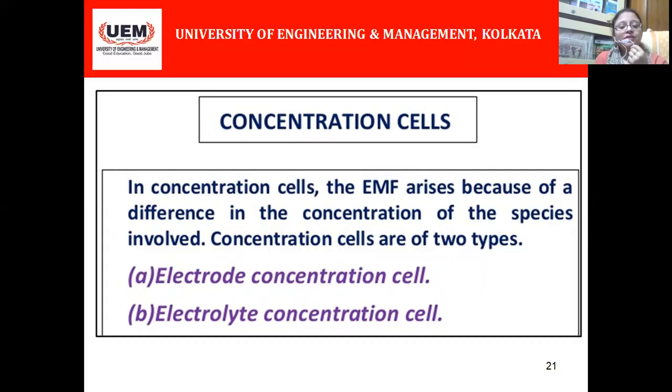So in a concentration cell, the EMF arises because of a difference in concentration of the species involved. Concentration cells are of two types. So you can vary two factors, right? One is if you are varying the concentration of the electrode, that is called an electrode concentration cell. And in the second case, if you are varying the concentration of the electrolyte, you are constructing an electrolyte concentration cell.